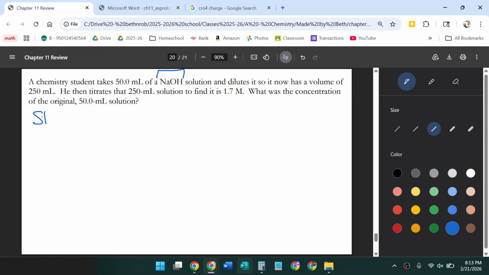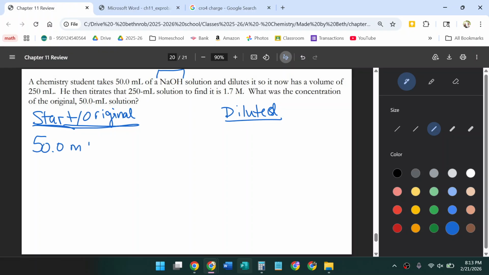Let's see what we're starting with. Let's do like start or original. Let's call it original because that's how they have it. And then we'll call it diluted. That way we can keep straight our information. Diluted. So we had 50.0 milliliters, or in other words, that many liters.